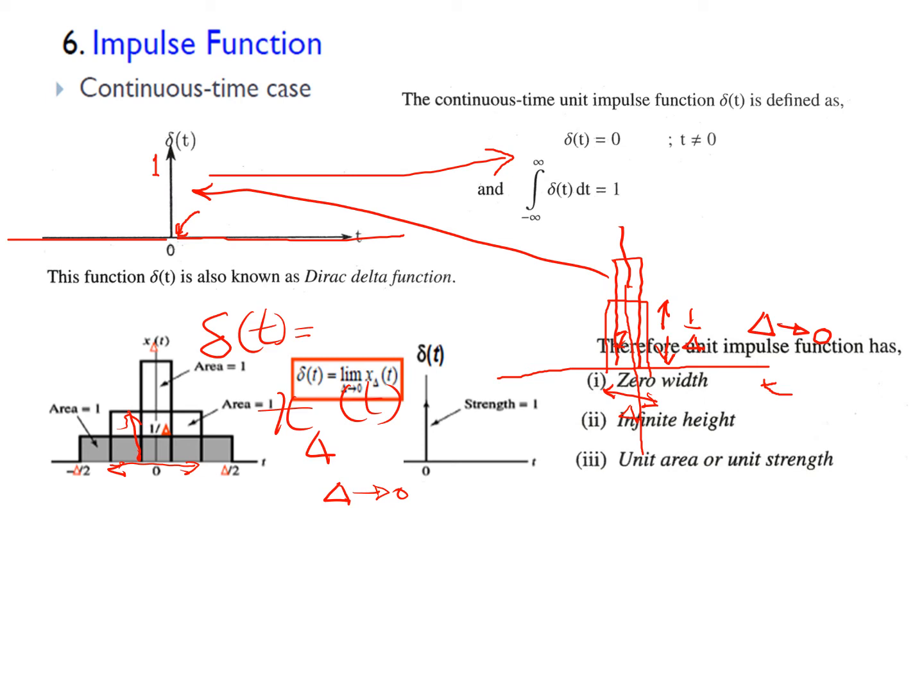The smaller the width, the larger the height, so that the area remains 1. And the area should be 1. That is how the impulse function is visualized in a practical sense. So another way of looking at a unit impulse is this.